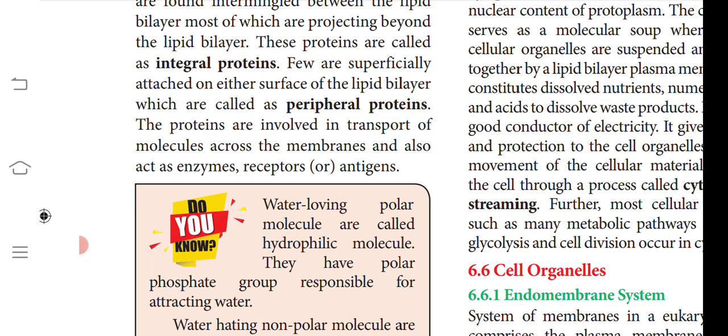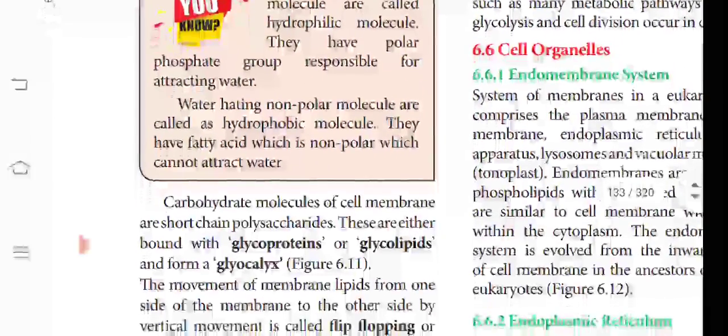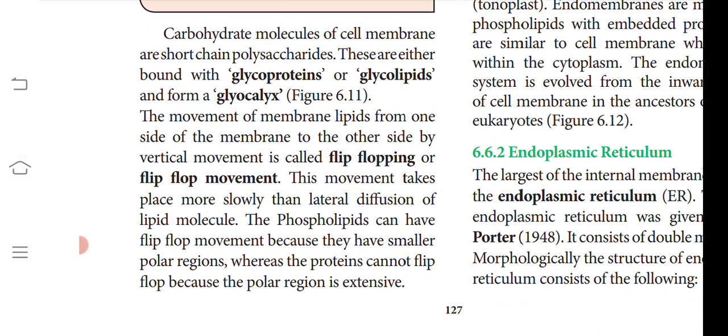Follow? So we are learning about the plasma membrane from the previous paragraph. The plasma membrane is made up of lipid and protein. Lipid is made up of two parts, a hydrophobic tail and a hydrophilic head. Hydrophilic is water attracting and hydrophobic is water repelling, and then protein is present. If protein is present in between these two layers, it is called integral protein. If it is superficially on top, it is called peripheral protein. And sometimes carbohydrate is present, called glycocalyx or glycoprotein. Glyco refers to carbohydrate.